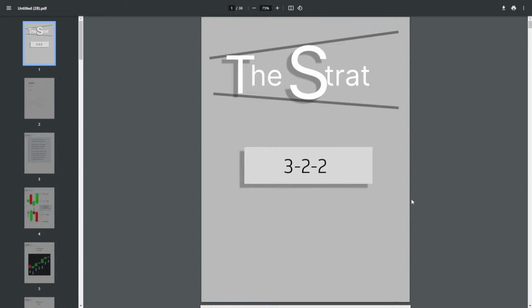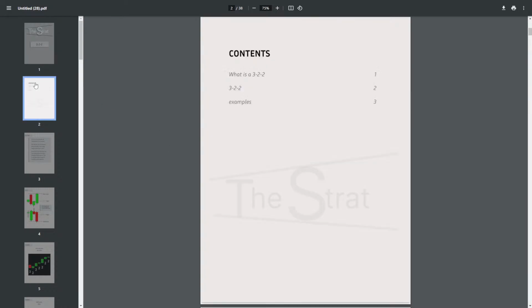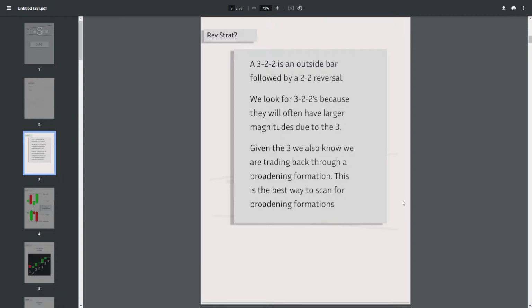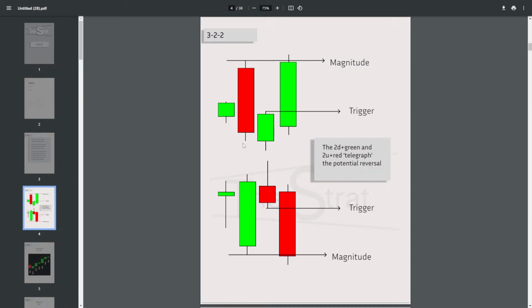So the first one here is the 3-2-2, and we want to know what it is, and then we're going to see some examples. A 3-2-2 is an outside bar, which is a 3, followed by a 2-2 reversal. We specifically look for 3-2-2s because they're going to have a larger magnitude due to the 3. And given that we have a 3, we also know we're trading back through a broadening formation. This is the best way to scan for broadening formations. We've already covered that the broadening formation is a higher high and lower low to the previous range. As you can see, the outside bar is a broadening formation.